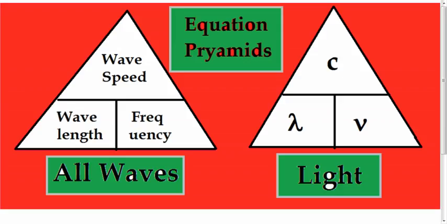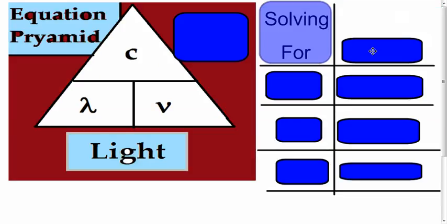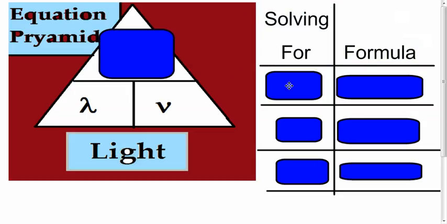Now, these equation pyramids are useful in that I cover up what I want to solve for. In this case, it would be c. I want to solve for c, and that means c is equal to lambda times nu.